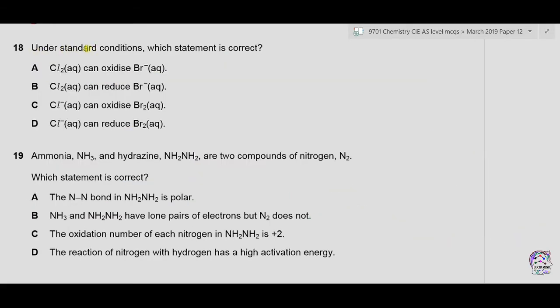Question number 18. Under standard conditions, which statement is correct? So we have to find out the correct statement among these. First is that chlorine aqueous can oxidize bromide ion. Second, B says it can reduce. C says chloride ion can oxidize bromine. D says chlorine aqueous can reduce bromine. We can write chemical equations for these reactions, and we will write NaBr instead of Br⁻.